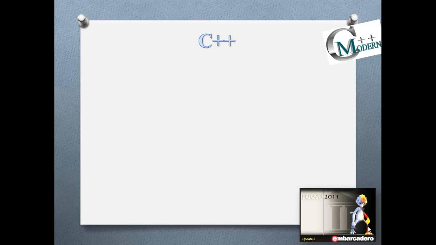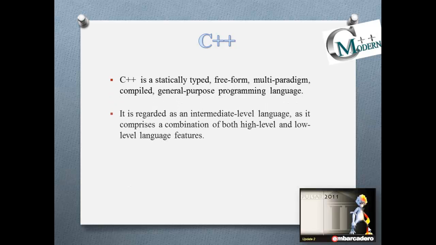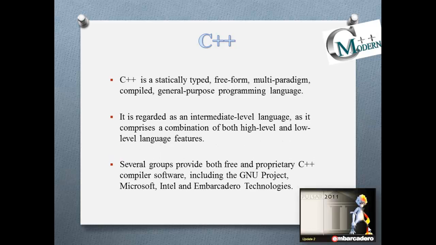C++. C++ is a statically typed, free-form, multi-paradigm, compiled, general-purpose programming language. It is regarded as an intermediate-level language as it comprises a combination of both high-level and low-level language features. Several groups provide both free and proprietary C++ compiler software, including the GNU Project, Microsoft, Intel, and Embarcadero Technologies.